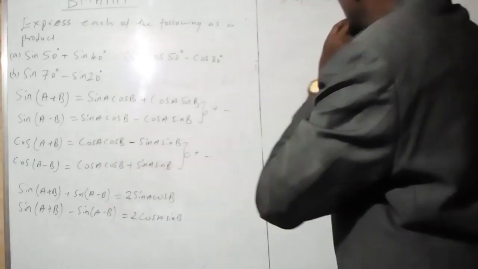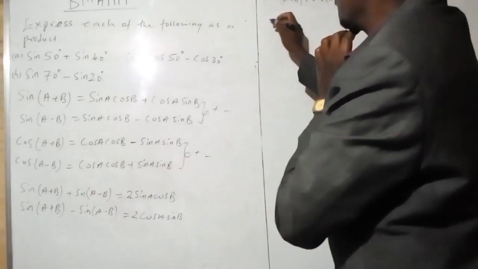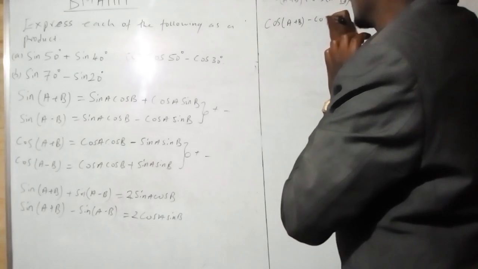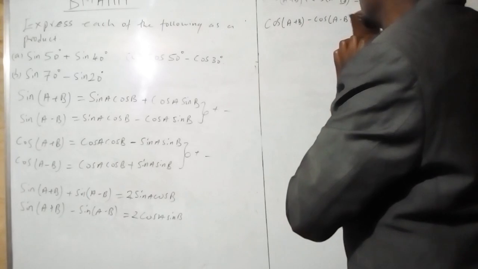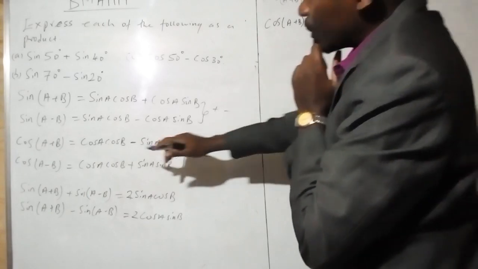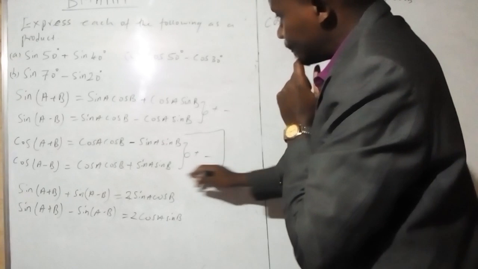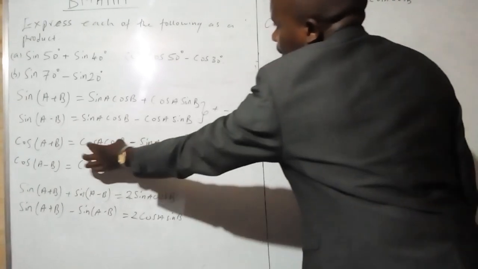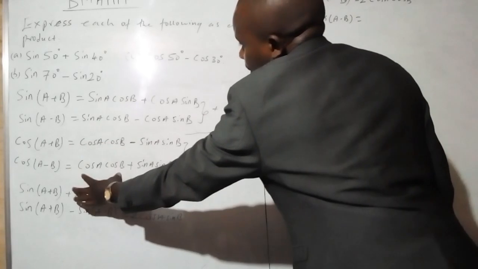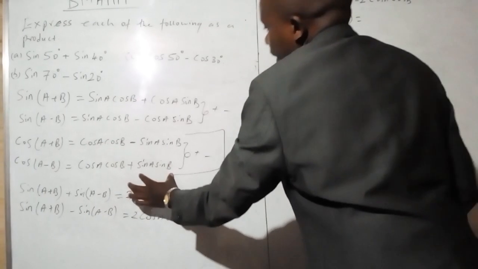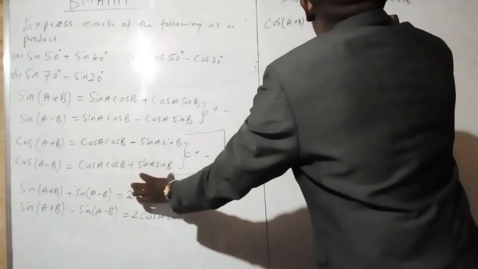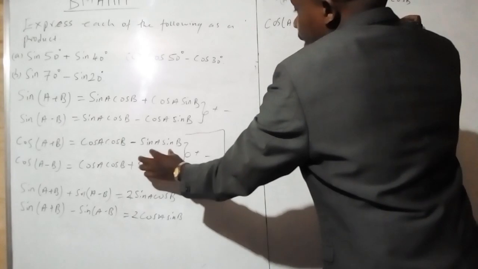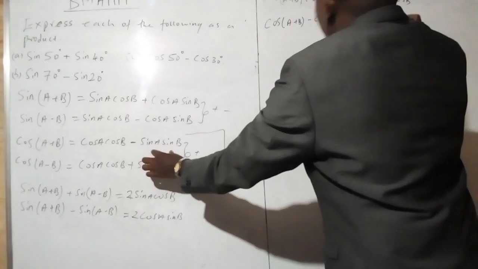Next we subtract cos A plus B minus cos A minus B. We are going to have what? We are dealing with these two. This minus this will be 0. This minus this, we get negative 2 sine A sine B.